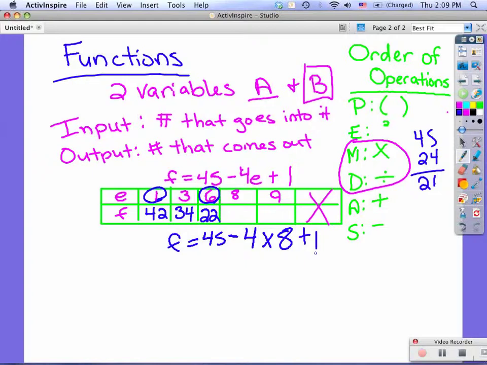Order of operations. Multiply or divide first, whichever comes first. Here's my multiplication. Right there. So, copy the problem again exactly the way it is, but this time I'm going to do the first step, which is to solve the multiplication problem, right? So, F equals, just copy it all down again, 45 minus, oops, I got to the multiplication problem right here. 4 times 8 is 32. Am I done? No. What do I need to do? Oh, I have plus 1 still.